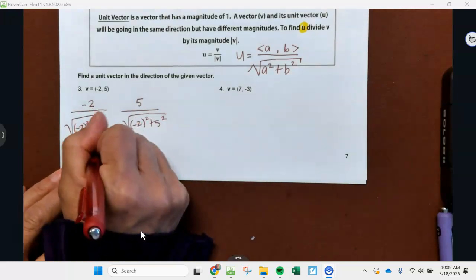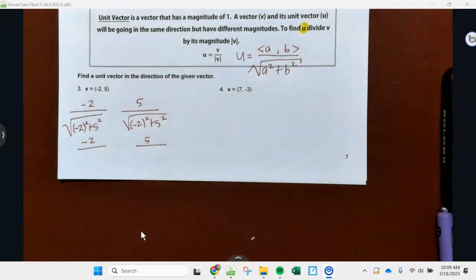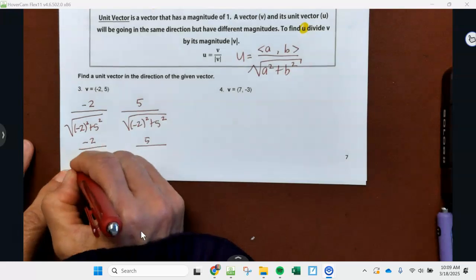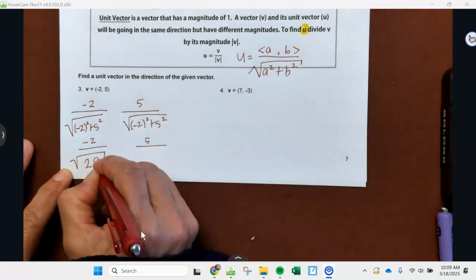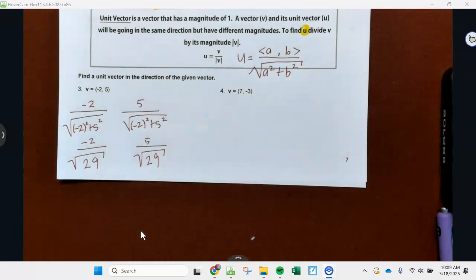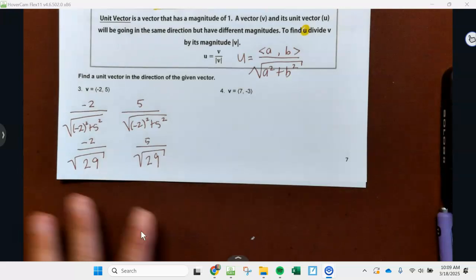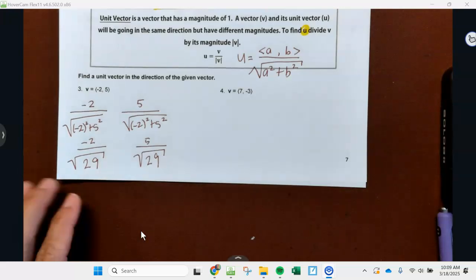All right, so I'm going to clean up the bottom here. Just going to recopy the top. So that's going to be a 4 plus 25. That's going to be the square root of 29 down here. Now, the square root of 29, nothing can come out. However, just like every other thing we do in pre-cal, if you have a square root in the denominator, you have to rationalize it. And y'all are really good about the shortcut.